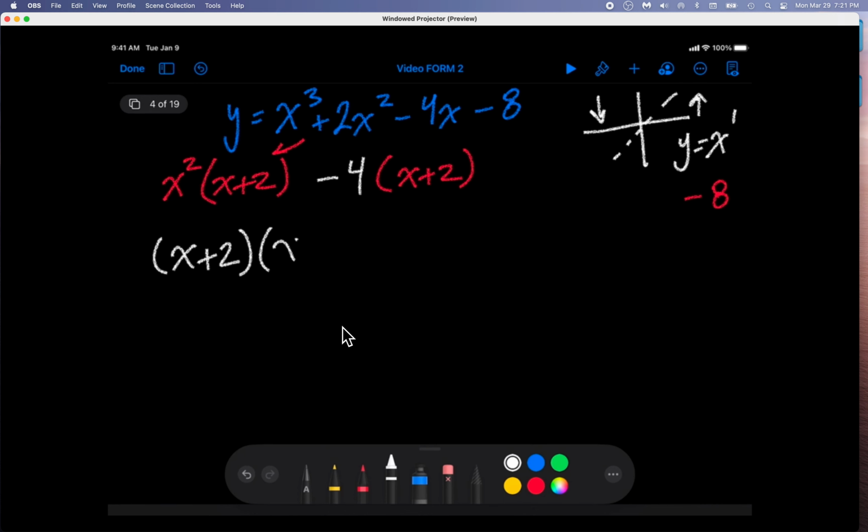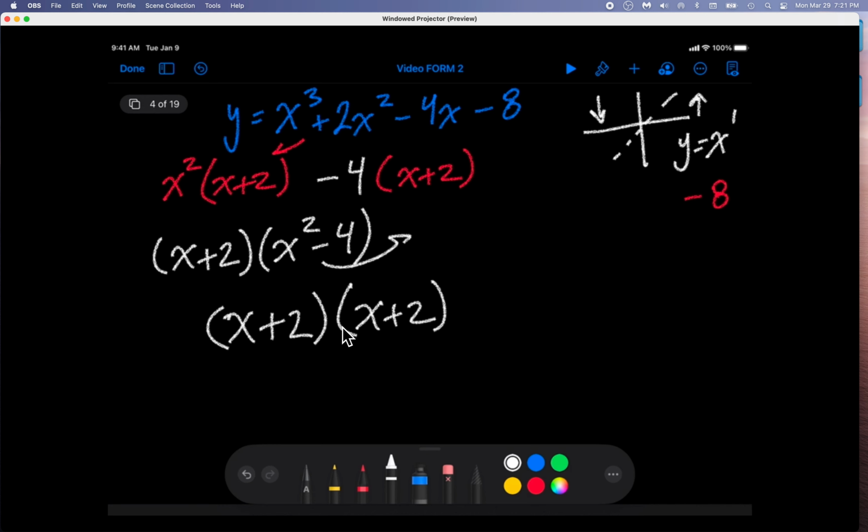And we're going to have x squared minus 4. And this is the difference between two perfect squares. So we're going to end up with x plus 2 times x plus 2 times x minus 2. And this is going to simplify to x plus 2 squared times x minus 2.